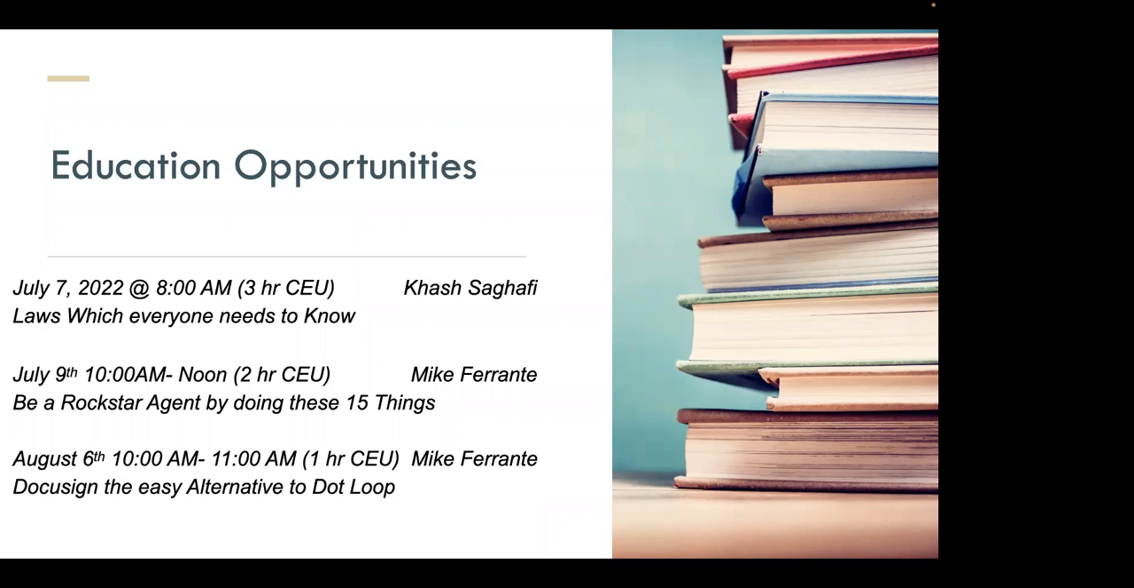So a lot of you know that we do have Dotloop with the office. There are prerequisites that you have to do to get into those. You can call me, we can get into that stuff, but he uses DocuSign. He likes it, so he'll teach you the difference between the two. And you get continuing education credit for that, so that's a good one.